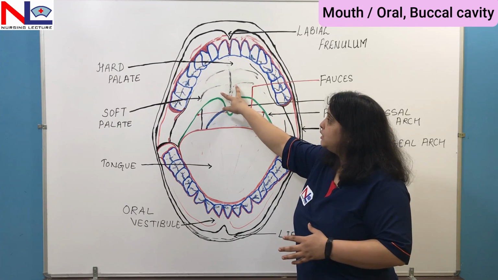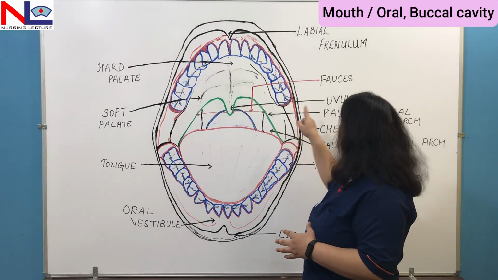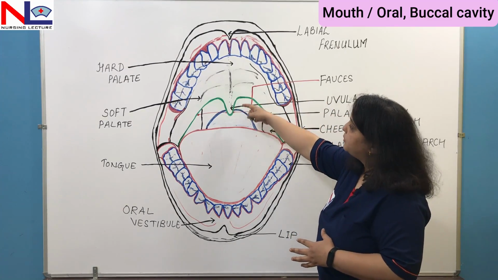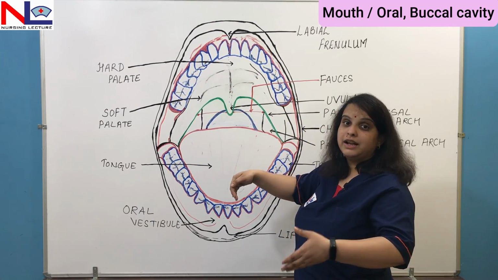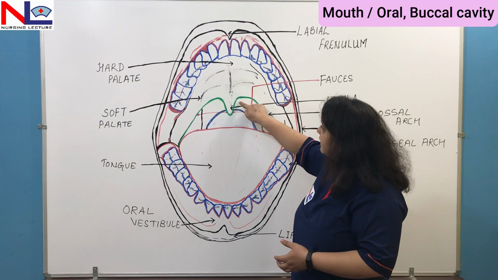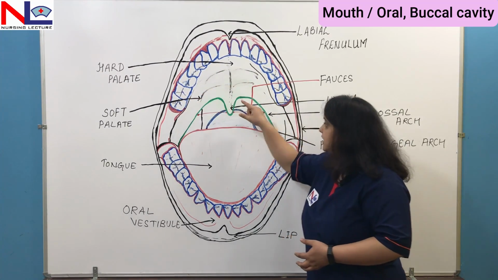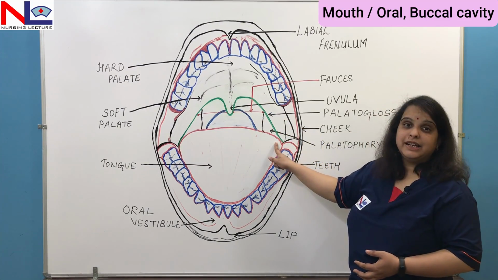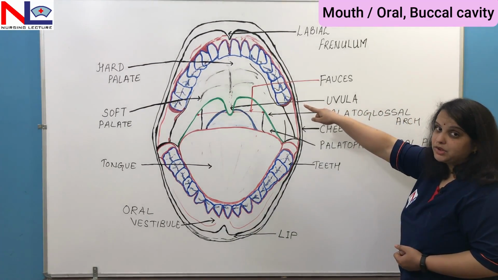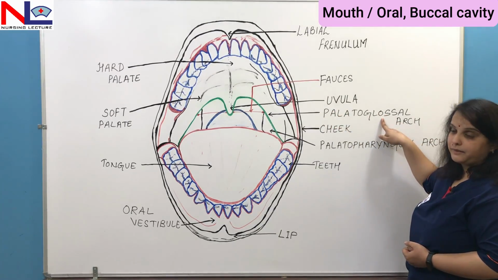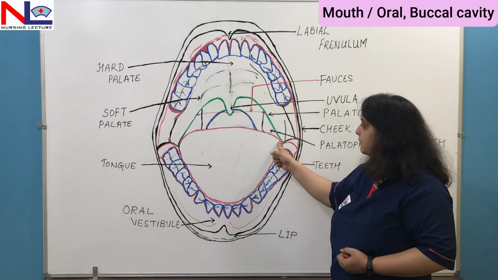From the soft palate there is one conical hanging structure which hangs posteriorly, called the uvula. This is the conical projection from the soft palate, and again from the soft palate there are two muscular folds that extend downward. From the base of the uvula there is one muscular fold which extends to the tongue, called the palatoglossal arc. Palato means it extends from the soft palate. Glossal means tongue.